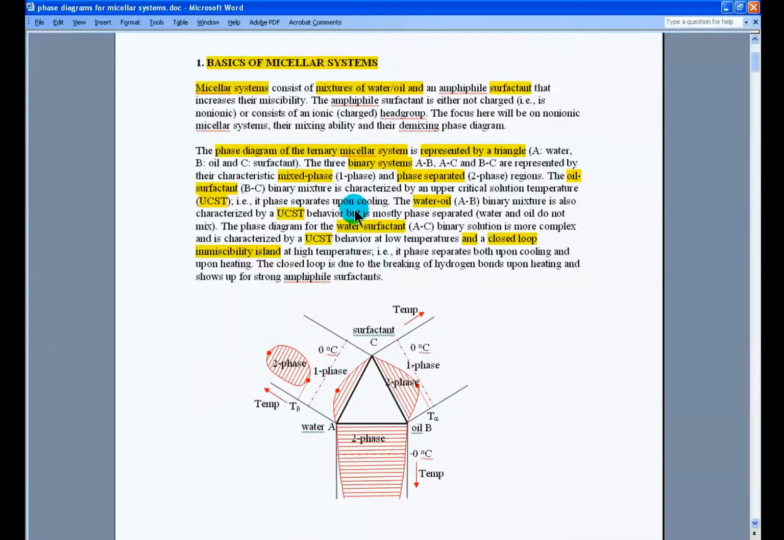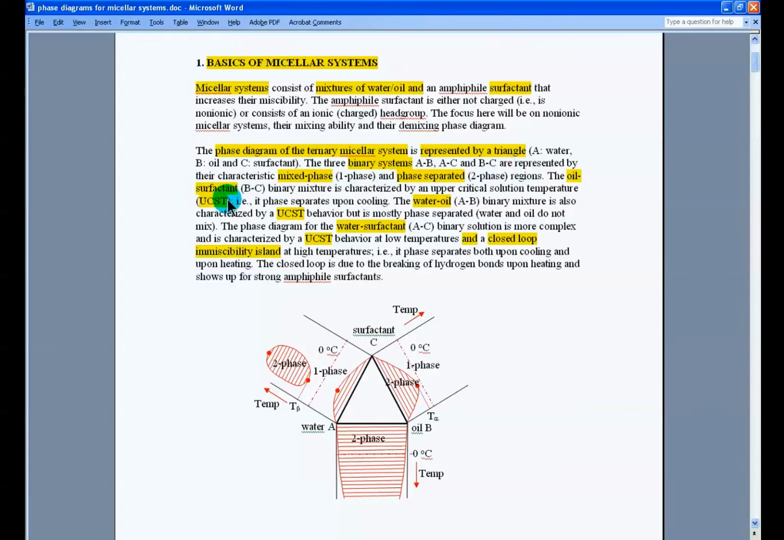The phase diagram of the ternary micellar system, in other words, water, oil, and surfactant, is represented by a triangle, the ABC triangle, with 3 corners. There are 3 binary systems like AB, AC, and BC. These contain a mixed phase or one phase region and phase separation or 2 phase regions.